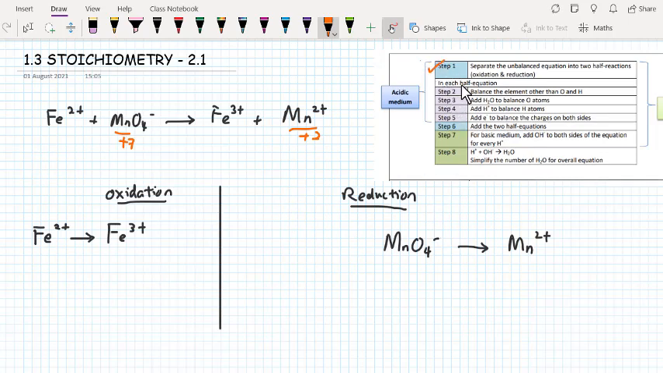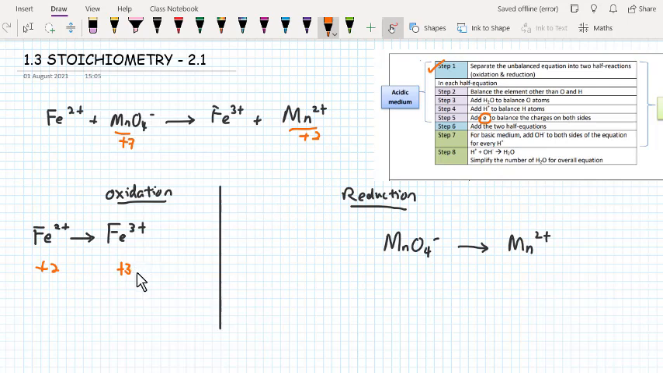Okay, so for each half equation, we need to check step 2 until step 5. So let's look at the simple one. For our oxidation process, the Fe is already balanced. It doesn't have oxygen, it doesn't have hydrogen. So straight away we go to step 5. To balance the charge for both sides, on our left hand side is +2, on our right hand side is +3. So to balance the charge, we need to add electrons. Okay, step 5, add electrons.